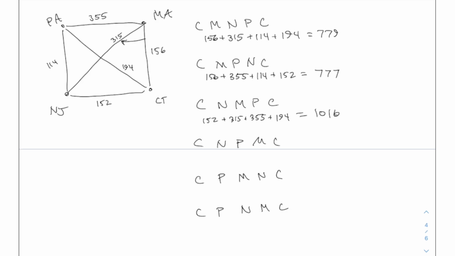All right, keep going. CNPMC. C to N is 152, N to P is 114. P to M is 355, M to C is 156. I hope that you agree this is not really hard, it's just you got to do it. When I add these together, it's 777. Actually, this exactly matches the earlier one up there. That's not a coincidence. Does anybody see why I got 777 for both of those? This is not an obscure coincidence. There's a reason you get the same answer.